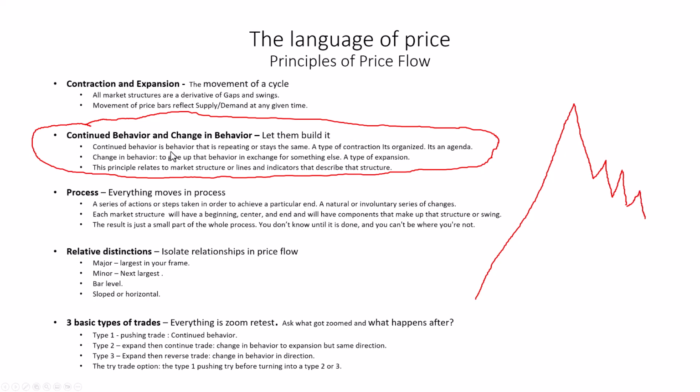Let's first understand it. Continued behavior is behavior that's repeating or stays the same. It's organized. This can be any behavior, but we're going to use swings in this lesson. So we're going to use swings. We're going to isolate and identify at least two balanced swings in the pullback, and that will be our continued behavior. Change in behavior is when that stops.